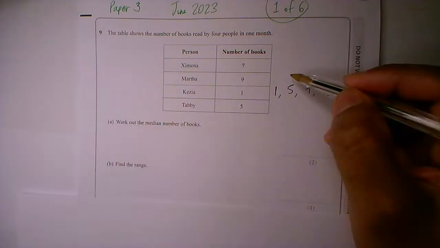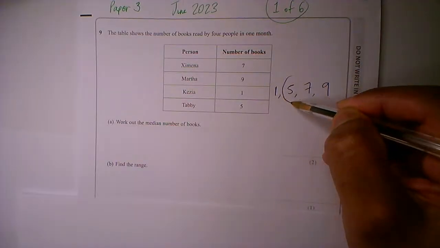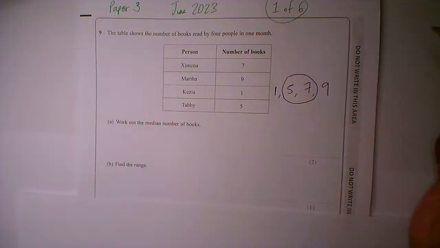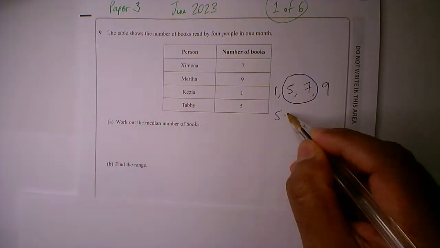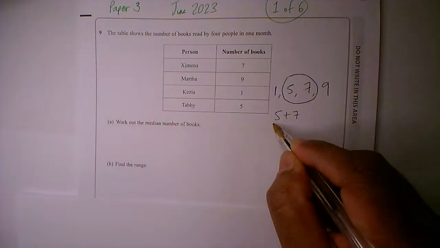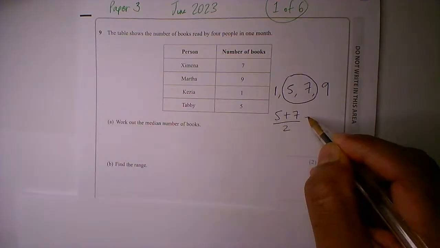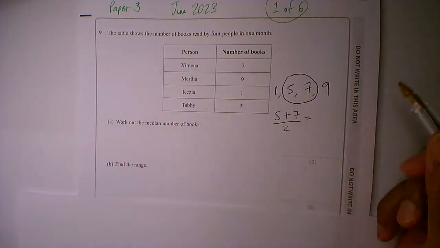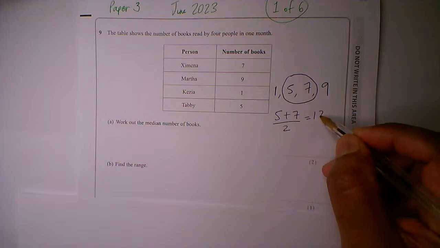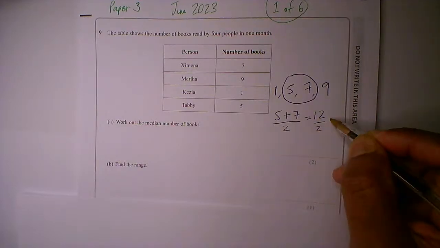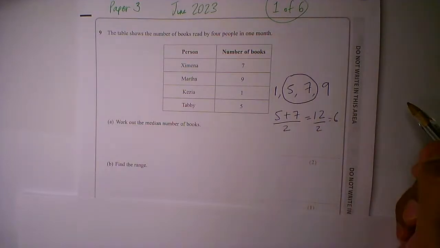So we can see here that we've got 2 numbers in the middle. So we've ordered them, now we need to pick the middle one. So what we do is we add them together, 5 plus 7, and then we divide by 2. 5 plus 7 is 12, divided by 2 gives us 6. So our median is 6.